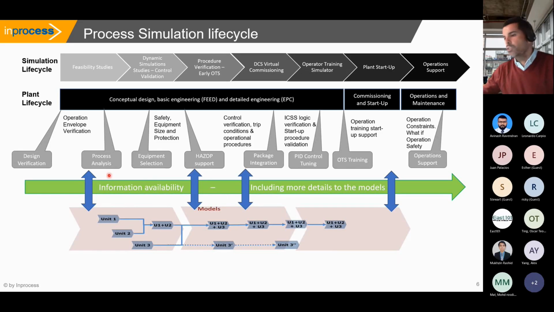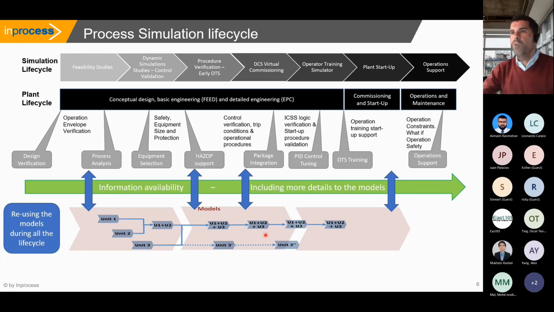And of course, as long as the facility is more complex, as long as we are doing the integration of the different packages, we are linking the different packages to first support all the design verification and process analysis of the different units standalone, and later on link all of them to build a complete flow sheet of the entire topside FPSO, or a complete plant if we are talking about a refinery unit, petrochem complex, or whatever.